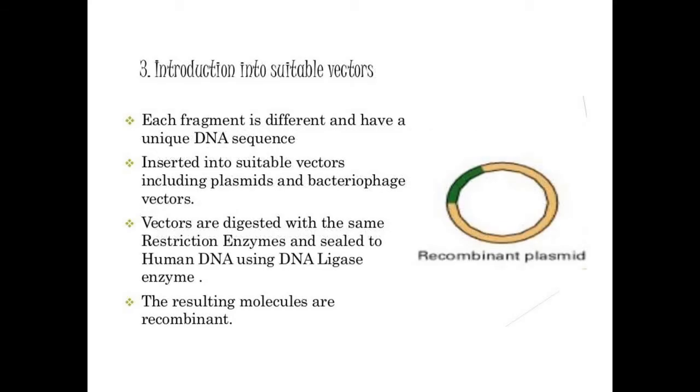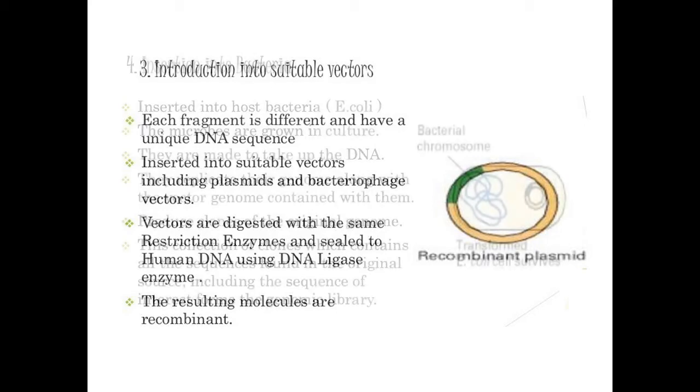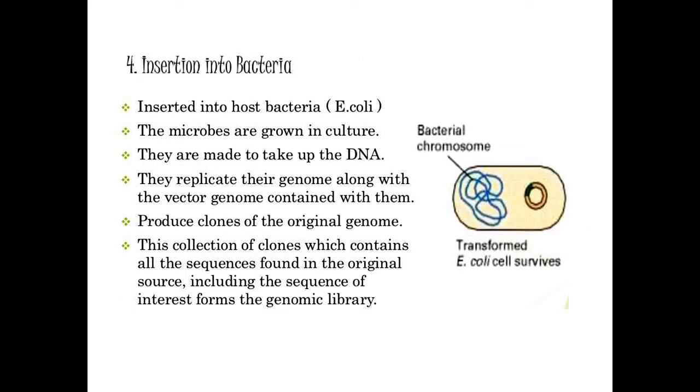So the next step is introduction into a suitable vector, wherein each fragment is different and has unique DNA sequences. They are inserted into suitable vectors, which can be either plasmids or bacteriophage vectors, and these vectors are digested with the same restriction enzyme and sealed to, say, human DNA, for which we are making the genomic library, using DNA ligase. The resulting molecules are recombinant because now each is carrying the component of a plasmid as well as the gene of interest.